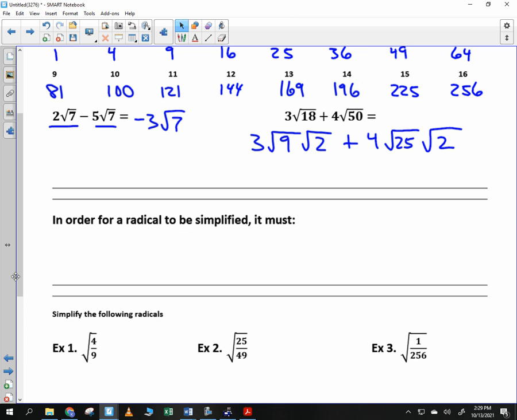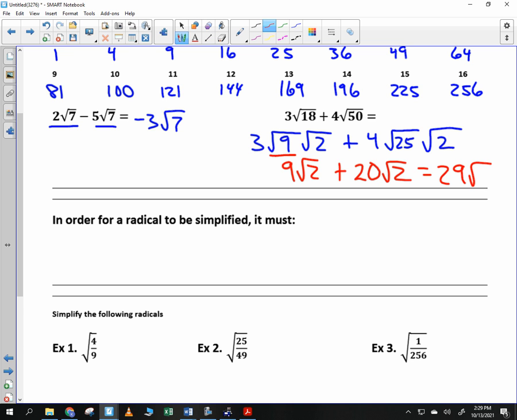This was the question that came up during first hour. People said, what do I do with that piece? Again, square root of 9 is 3. It's not 3 plus 3, it's 3 times 3. So it ends up being 9 roots of 2. The square root of 25 is 5, and it's not 5 plus 4, it's 5 times 4, which is 20 roots of 2. So 9 roots of 2 plus 20 roots of 2 gives me 29 roots of 2.